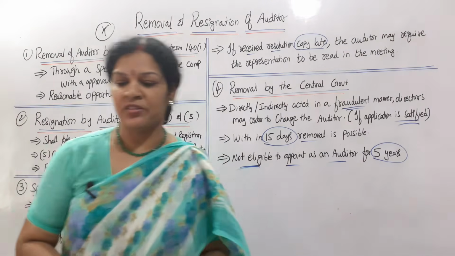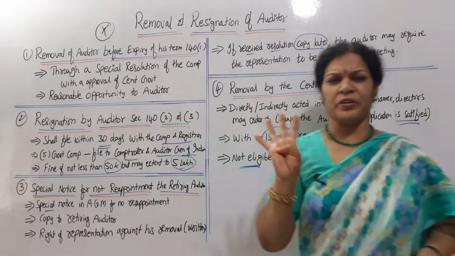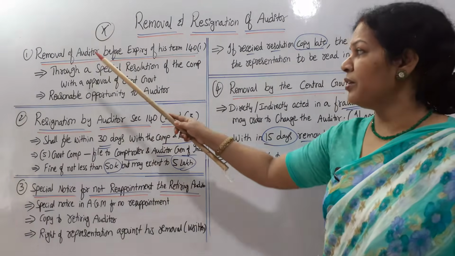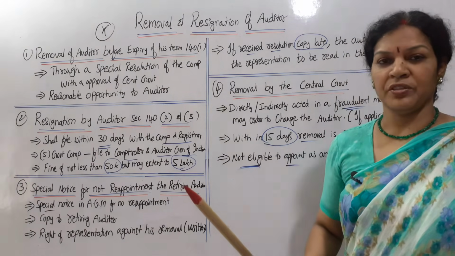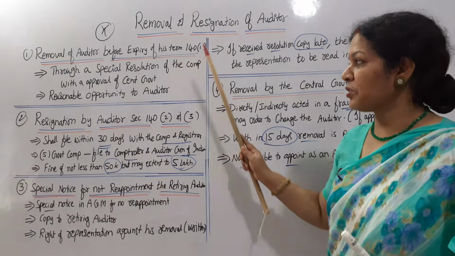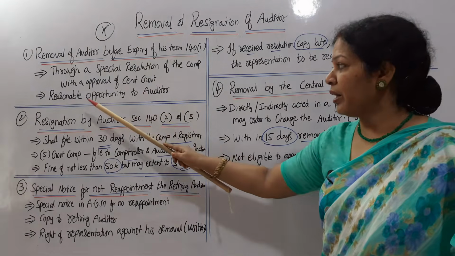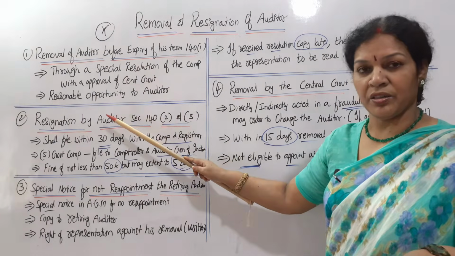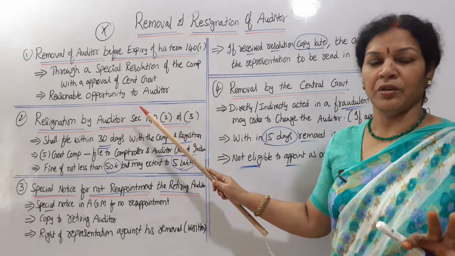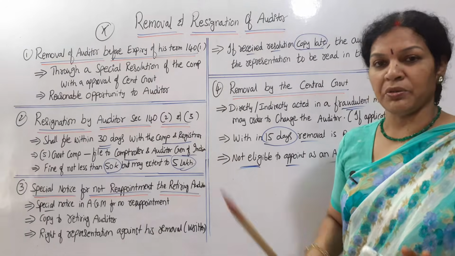I will give you a recap. First, take a screenshot or note down. There is nothing tough, only 4 points you have to remember. First thing is the removal of auditor before expiry of his term. This is as per Section 140 subsection 1. So through a special resolution only it is possible, okay. And before removing, he must be given a reasonable opportunity.